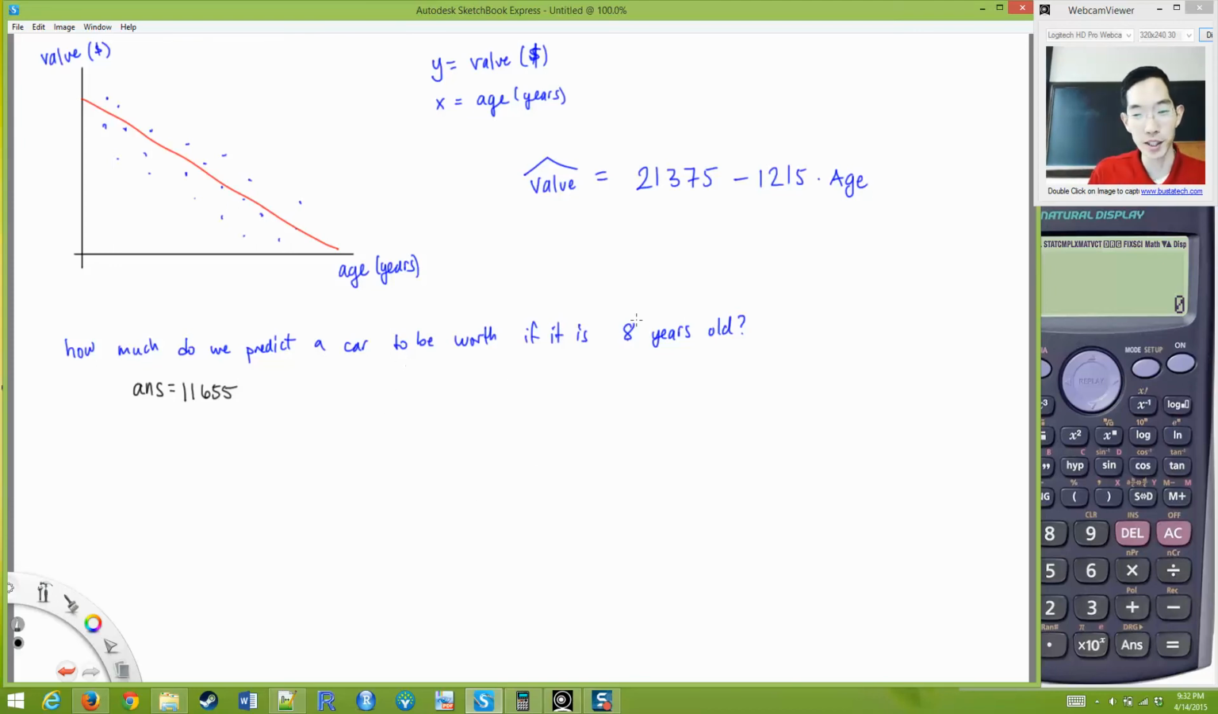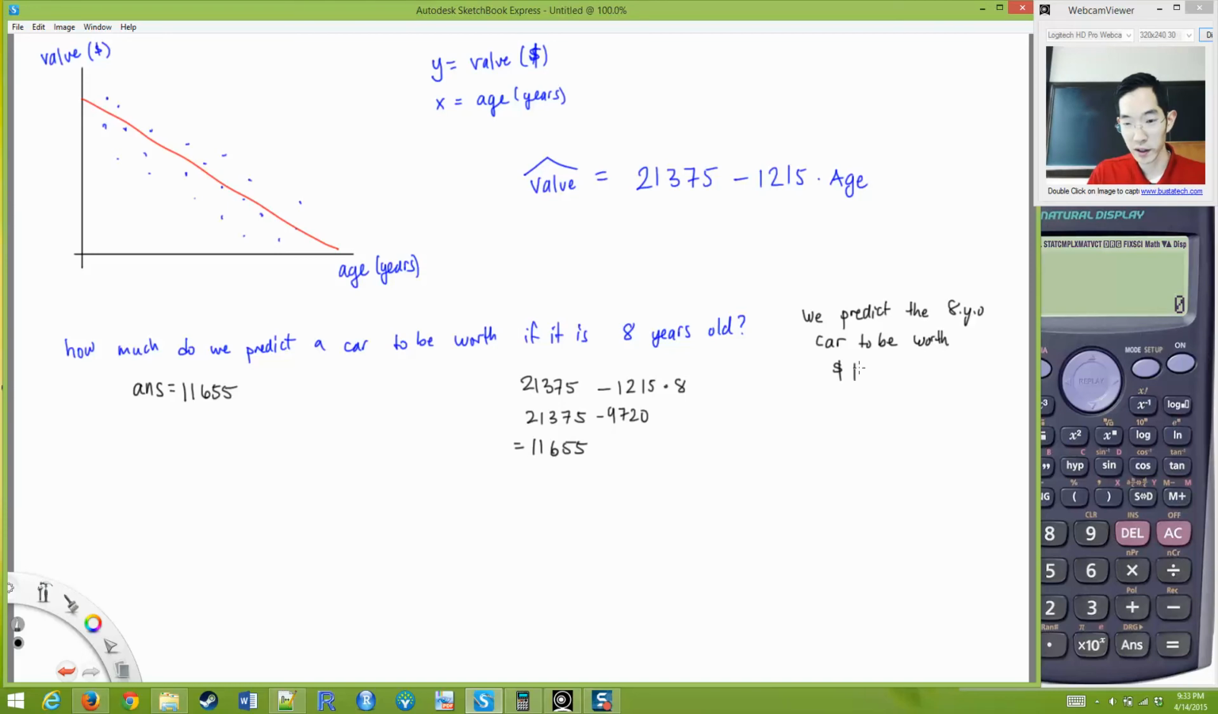Alright, so what did I do? I just plugged in 8 for age, right? So I'm doing 21375 minus 1215 times 8. So I get 21375 minus 9720, and we get 11655. Okay, so we predict the 8-year-old car to be worth $11,655.